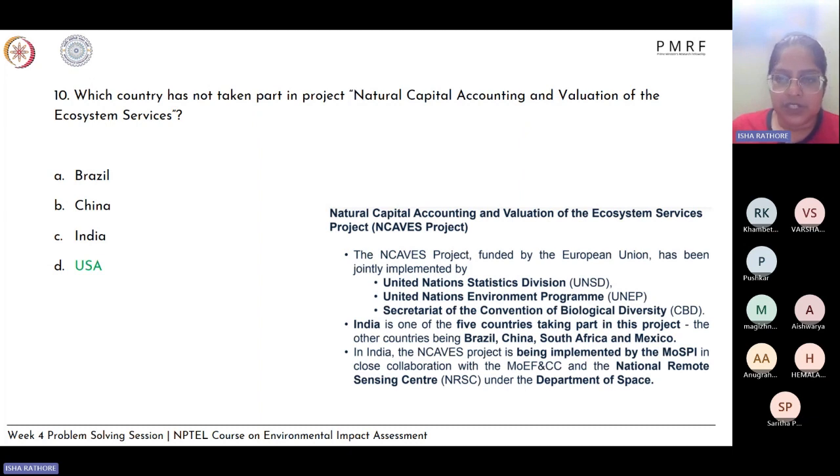So the Natural Capital Accounting and Valuation of Ecosystem Services project, or the NCAVES project, was funded by the European Union and has been jointly implemented by the United Nations Statistics Division, United Nations Environment Program, and the Secretariat of the Convention on Biological Diversity. So India is one of the 5 countries which took part in this project, and the other countries are Brazil, China, South Africa, and Mexico. So USA has not taken part in this project. It's just 5 countries: India, Brazil, China, South Africa, and Mexico. Okay, so D is the correct answer because this was a negative statement.